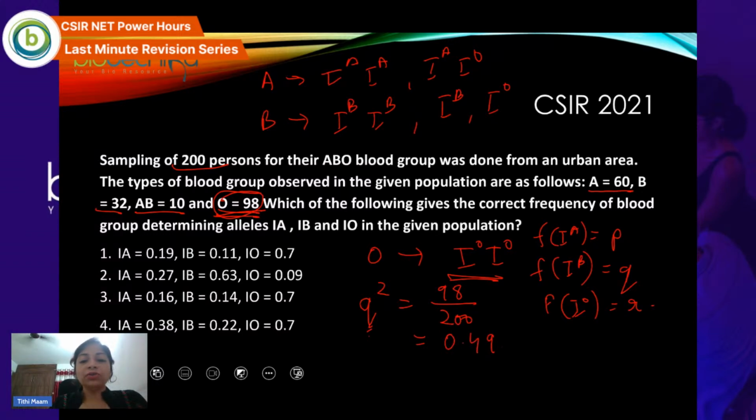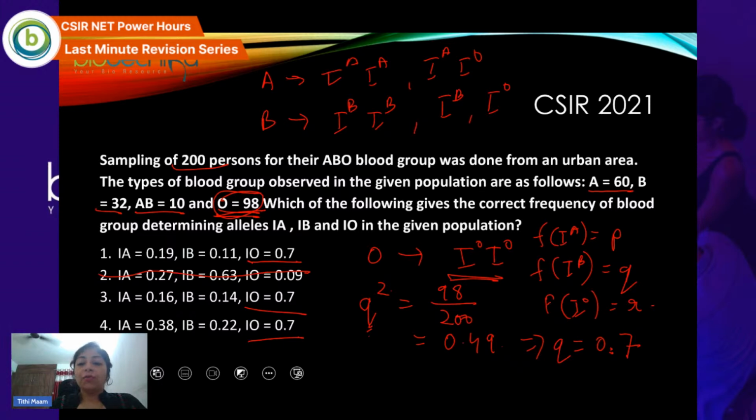Right? So if R square is equal to 0.49, how much will be R? Very easy. You don't need any calculator for that. It will be 0.7. Now you go for the elimination. So you can eliminate option 2. But yes, 1, 3 and 4 have R equal to 0.7. Okay, yes, Amit, correct.